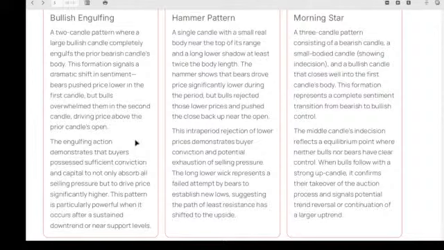The thing about candlestick patterns is that there are a lot of them, so you choose the ones that you prefer to detect. You can actually choose the ones that you prefer.